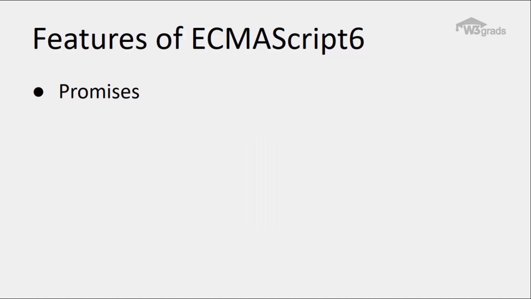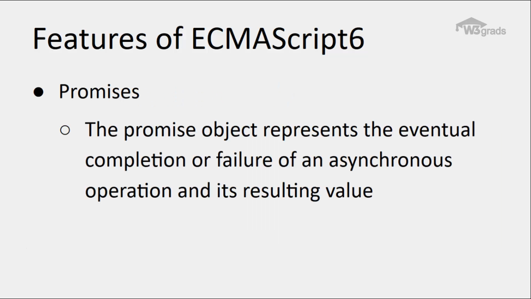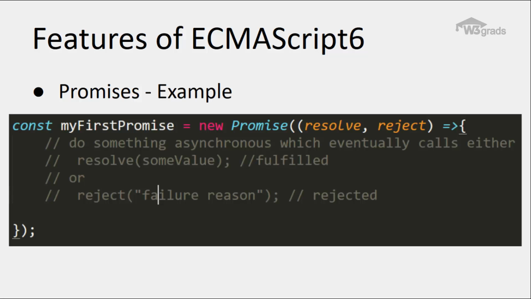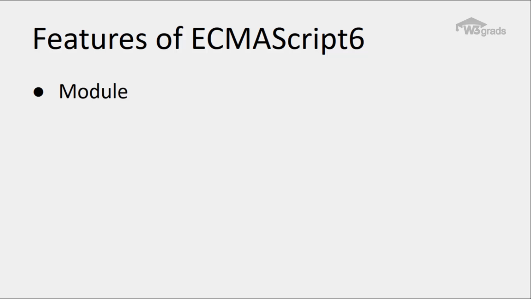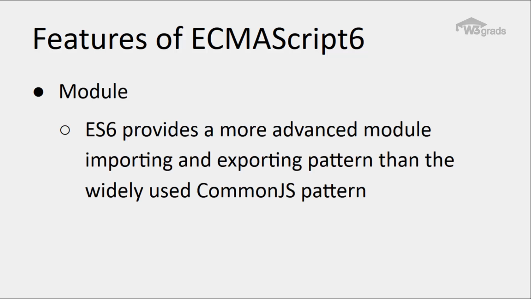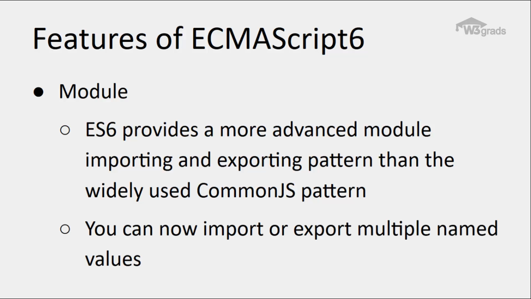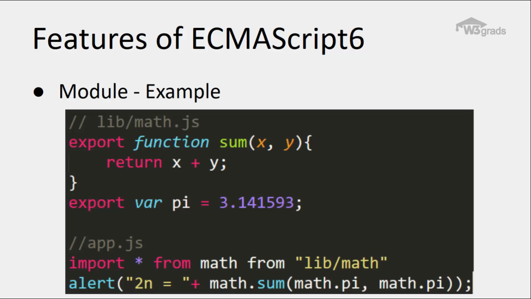The third feature is promises. The promise object represents the eventual completion, or failure of an asynchronous operation, and its resulting value. The example shown here demonstrates how you can use the promise object. The fourth feature is the module. ES6 provides a more advanced module importing, or exporting pattern than the widely used CommonJS pattern. We can now import, or export multiple named values. The example demonstrates how to import and export modules.